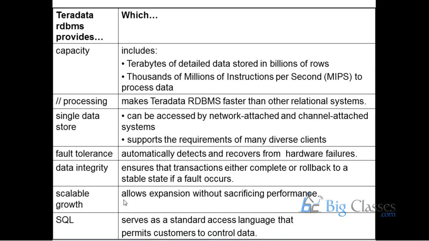It can be accessed by network attached and channel attached. Network attached is the mainframe application. Channel attached is the rest of the operating systems like Linux, Windows, MPRAS, Unix. Those come under channel attached.